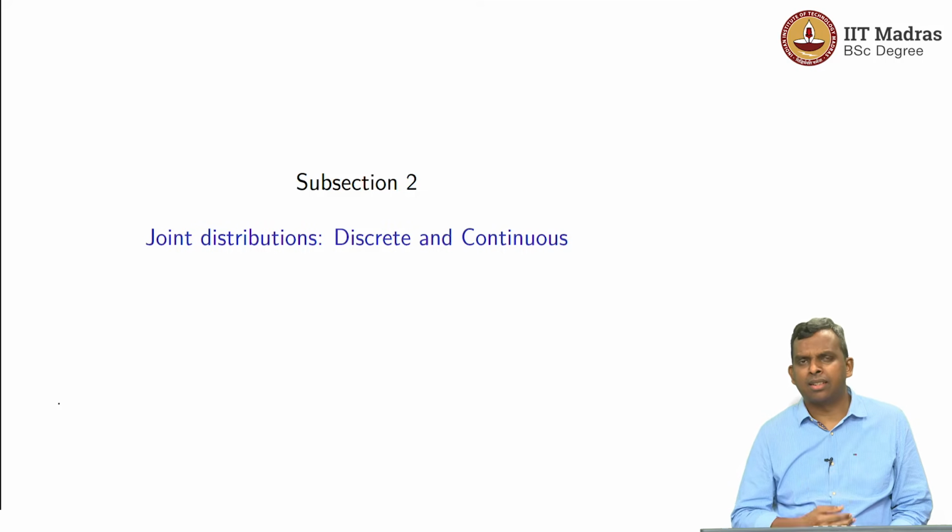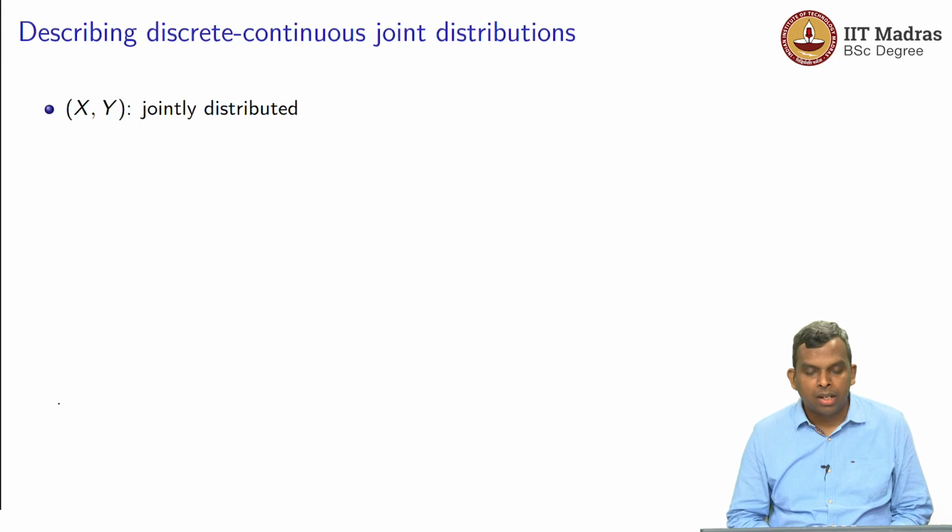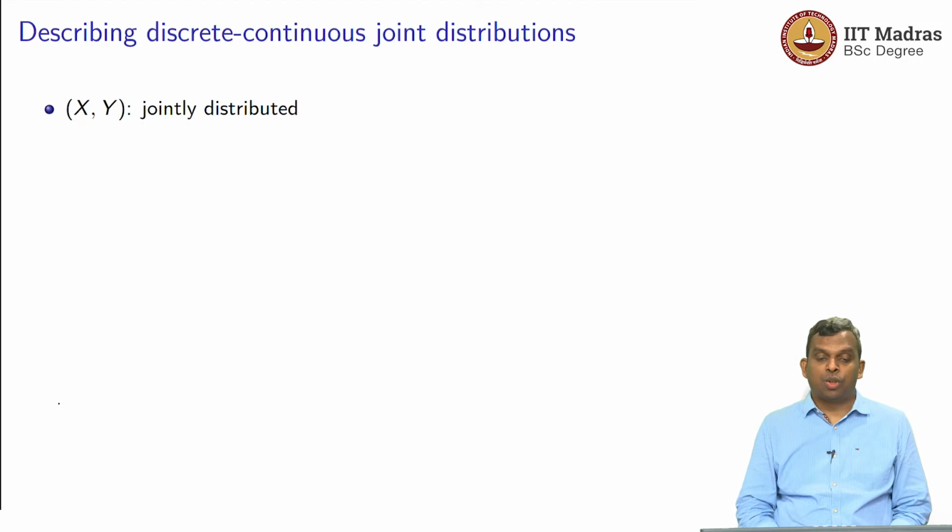I sort of motivated this by giving you the iris data set and all that. But in this lecture, maybe we won't refer too much to the iris data set. We'll just describe a discrete random variable and a continuous random variable together in a joint distribution. How would you go about describing that? Okay, so how do you describe the joint distribution of two random variables?